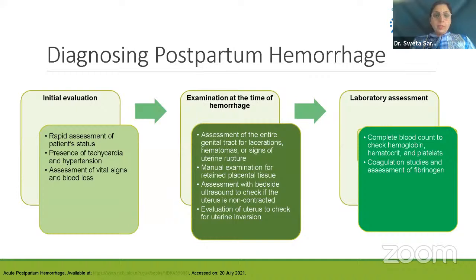Diagnosis of postpartum hemorrhage is mostly clinical. It involves assessment of the patient's status, the amount of bleeding, tachycardia, hypotension, and decreasing urine output. All this, and then lab assessments. Next.